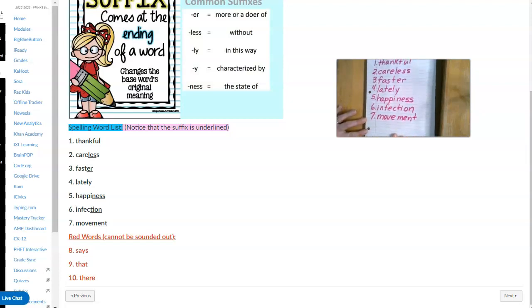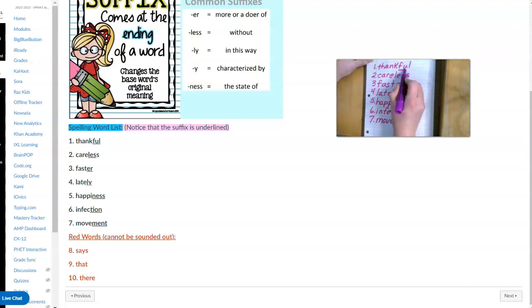Now, I wanted you to see that the endings are the suffixes here. So I'm going to come back and underline the suffixes and only the suffix part of the word. So F-U-L is the suffix for thankful. L-E-S-S is the suffix for careless. E-R for faster. L-Y is the suffix in the word lately. N-E-S-S is our suffix for happiness. T-I-O-N is the suffix for infection. And ment is the suffix for movement.